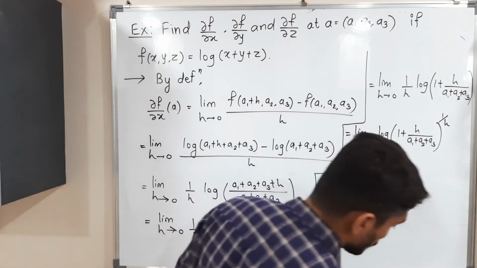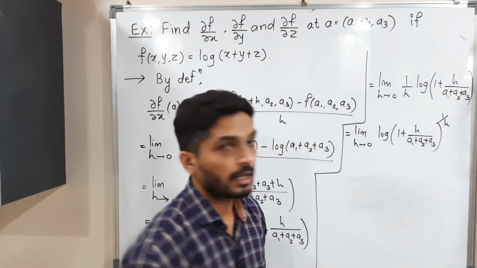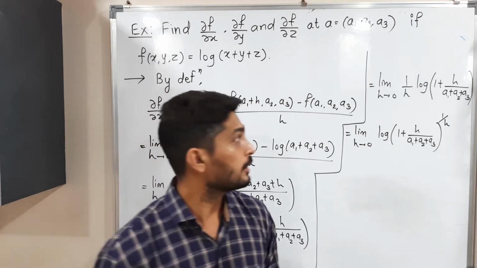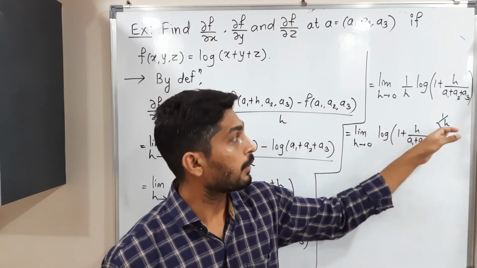Okay, so let me remove this property. Now what is my target? My target is to take the reciprocal of this bracket as a power of this bracket.